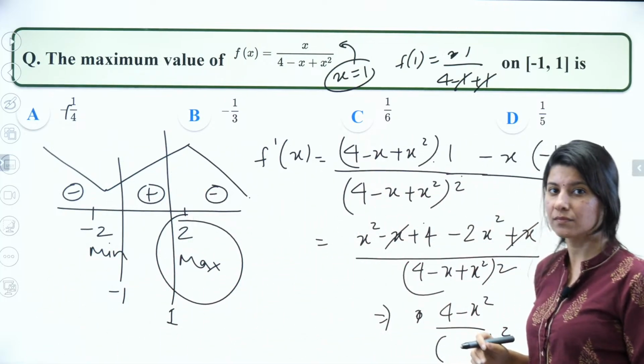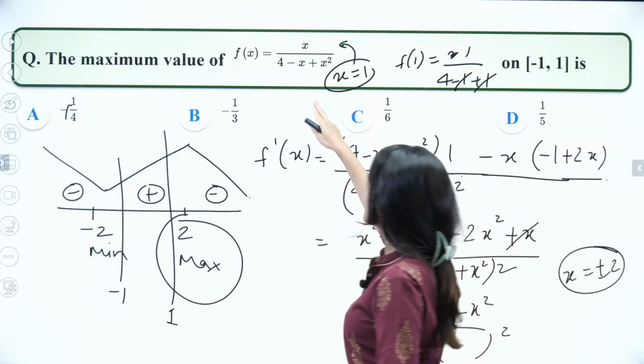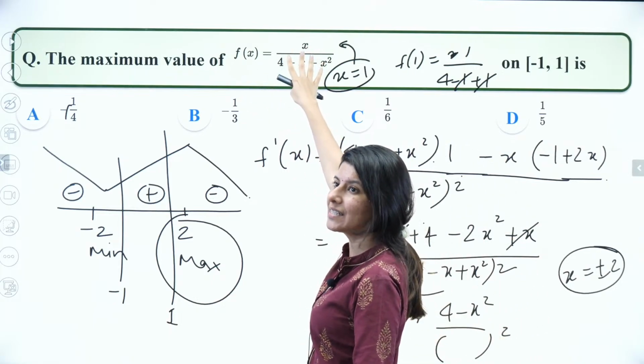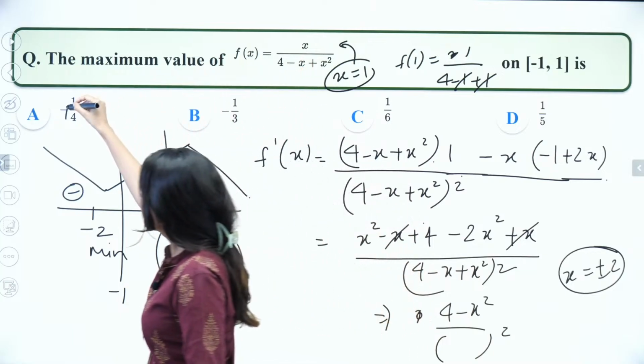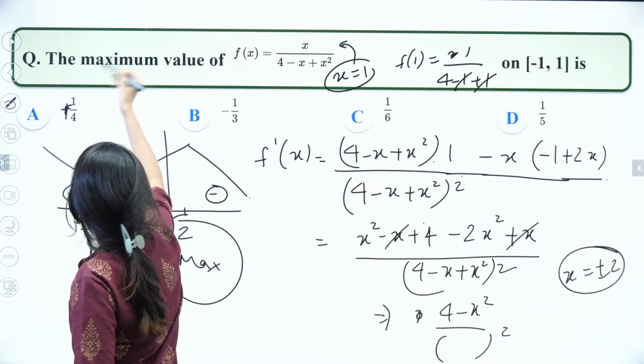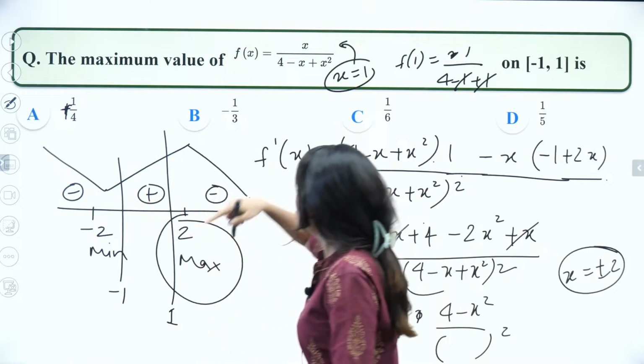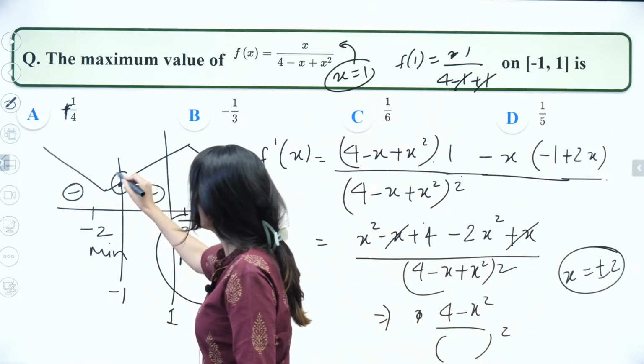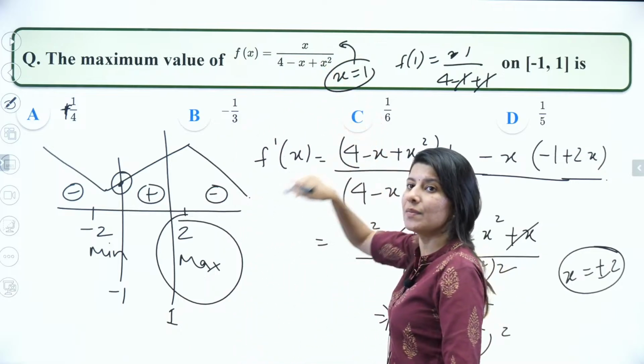No D. So there is some issue with the question. In the last step, they are saying it is plus. No. We are considering this as the question. So f of this is having a maximum value. What about the minimum value? The minimum value you will get at x equals minus 1. So you put minus 1, you get the minimum value.